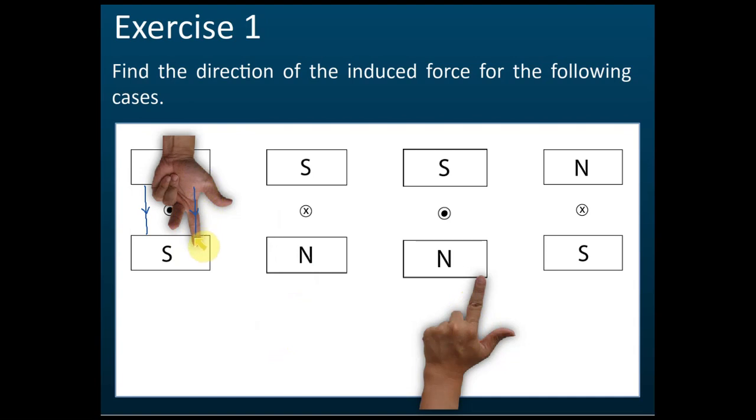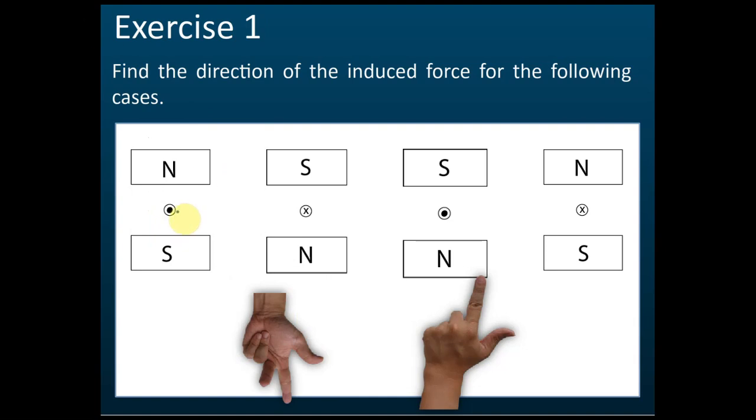Try to use your left hand to do this as well. Place your hand in these positions. The current comes out from the monitor or the plane, and the field goes down. And this shows the direction of the force, which means that the force will push this conductor to the right. That is how we determine the direction of the force by using Fleming's left-hand rule. So in this case, the force is to the right.